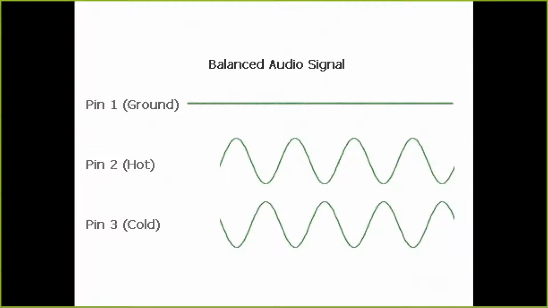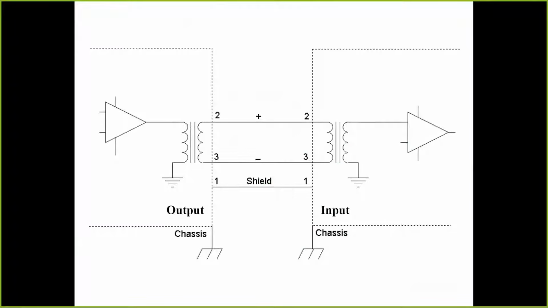And on a balanced audio line, you have 3 pins typically on an XLR connector, sometimes can be a 1/4-inch connector. Pin 1 is always ground. Pin 2 is the hot, where the polarity is positive, and pin 3 gets your negative polarity. And sometimes you have transformers in the line.